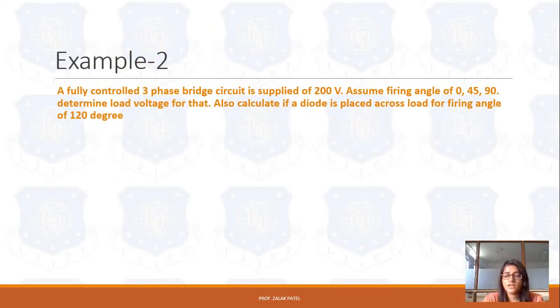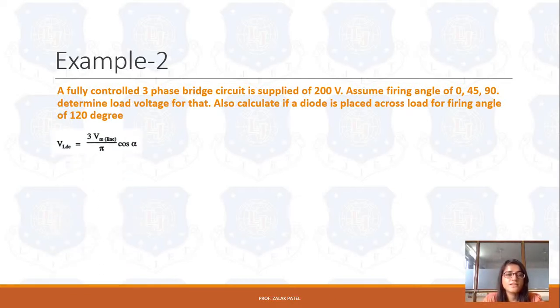Okay. Now let's take another example. Question is, a fully controlled 3-phase bridge circuit is supplied at 200 volt. Assume the firing angle of 0, 45 degree and 90 degree. Determine the load voltage for that. Also calculate if a diode is placed across the load for a firing angle of 120 degree.